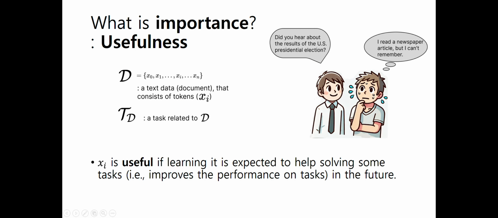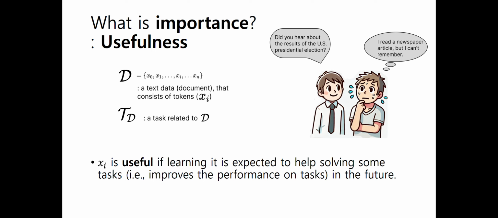So what is the definition of important tokens and how do we formalize it? We suggest defining token importance as usefulness, which is the novelty of our work. Usefulness indicates how much the contained information is useful for serving related tasks in the future.